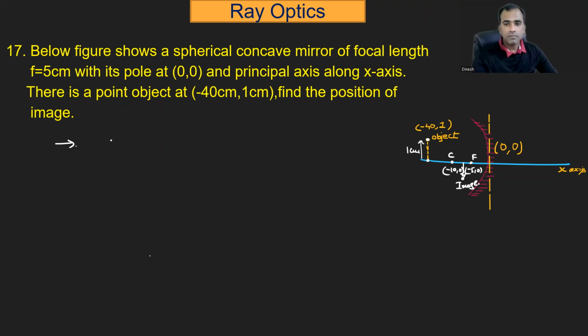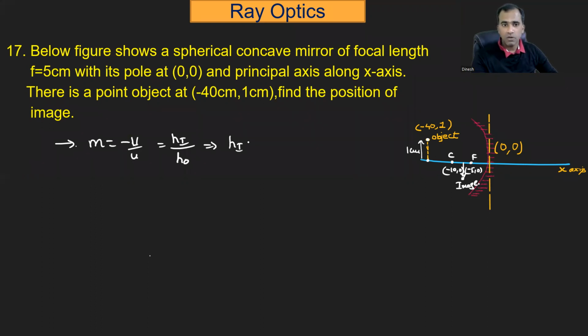So to find the magnification factor perpendicular to the principal axis, magnification is given by minus v by u, correct? What is this magnification? When you measure the height perpendicular to the principal axis, the ratio of the height of the image to the height of the object is the magnification factor. So what we want is the position of the image.